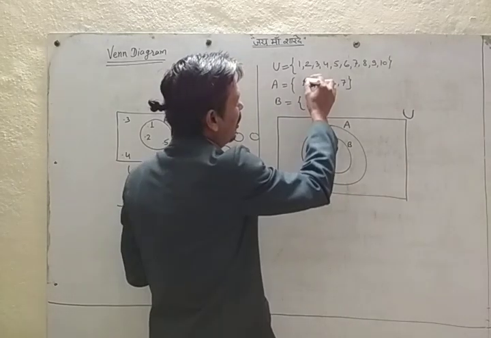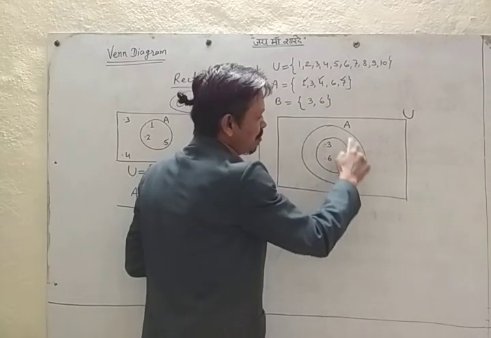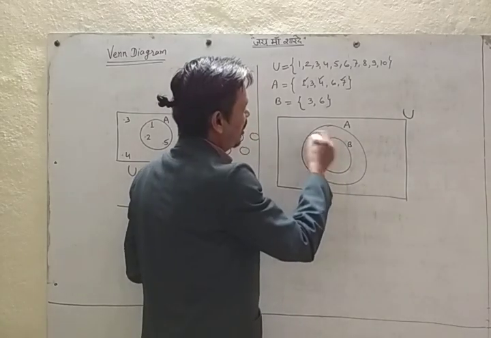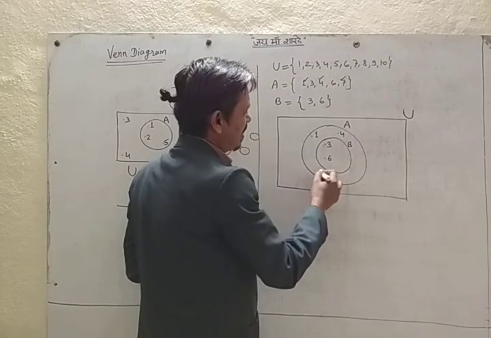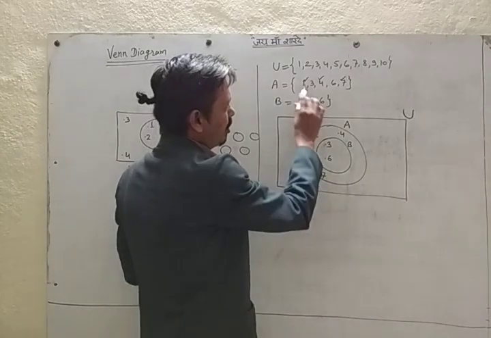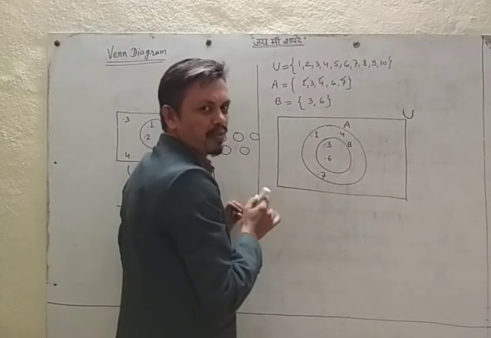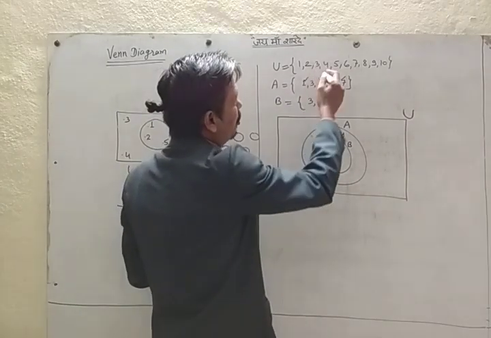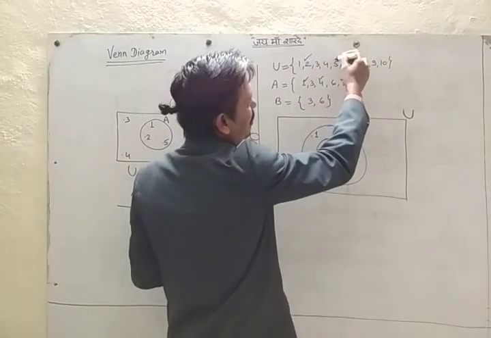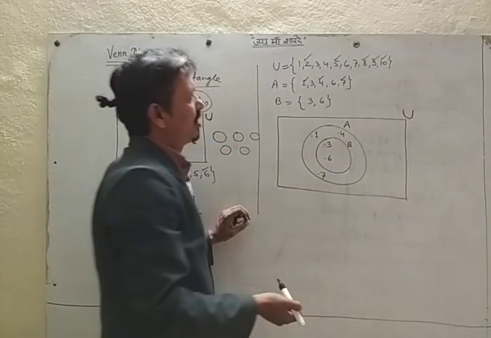Now the remaining elements of A are 1, 4 and 7. So that we can write in this area, है ना? Exterior of B. So 1 we can write here, 4 here, 7 wherever you want, in this exterior part of B. So 1, 3, 4, 6, 7, elements of A are done. Now the remaining elements of U, है ना? 2, then 5, then 8, 9, 10. These are the remaining elements of U.